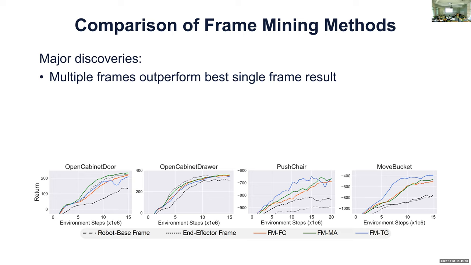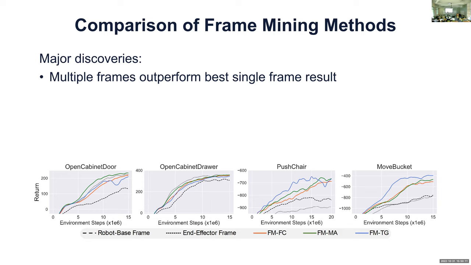Another discovery we found is that for mobile manipulation tasks, the approach will favor different frames along the whole process. At the very beginning, the robot is approaching a chair, and the base frame is actually given more weight.